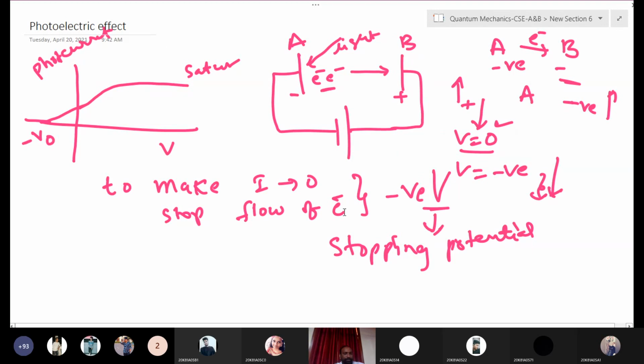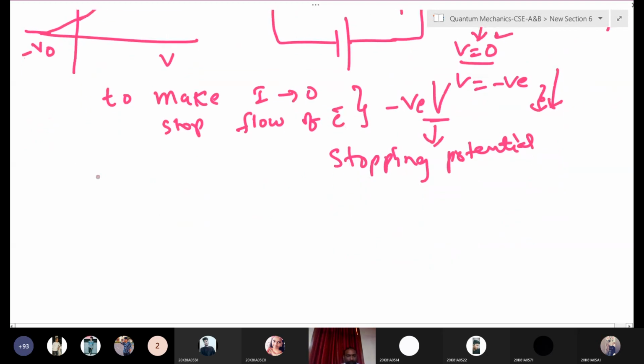Okay. Yes, sir. Okay, and also we have derived the expression for Einstein's explanation. I am just going through Einstein's explanation quickly.